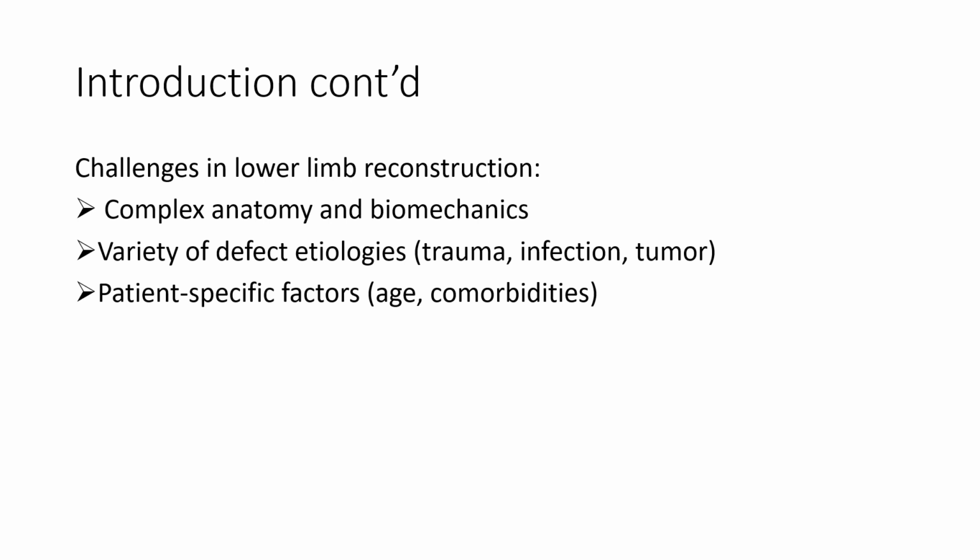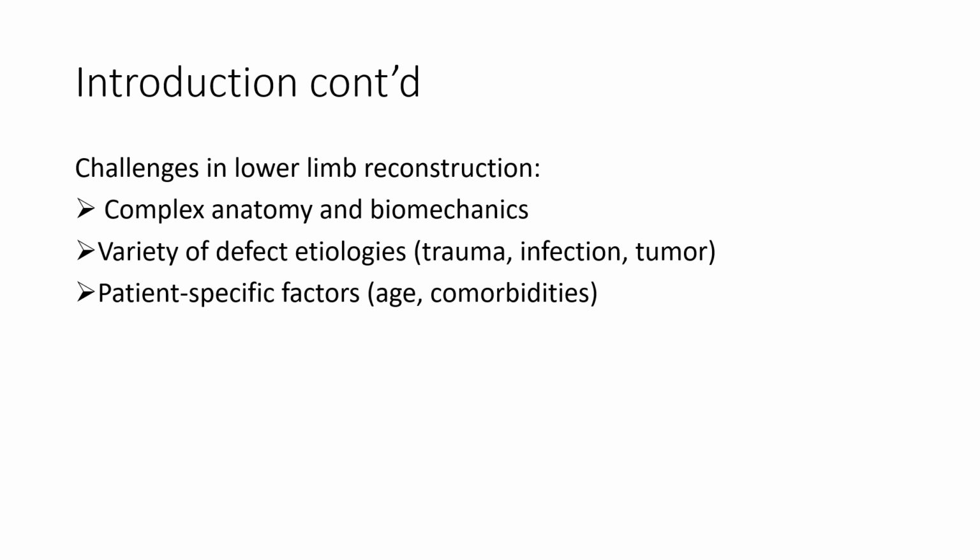And the variety of defect etiologies, or defect origins. As we all know, a lower limb soft tissue defect could arise from trauma, or it could arise from infection, or it could also arise from tumor excision. So in our institute, the other common cause for occurrence of lower limb soft tissue defect is a burn injury or a burn accident. So this all could be etiologies or causes for lower limb defect.